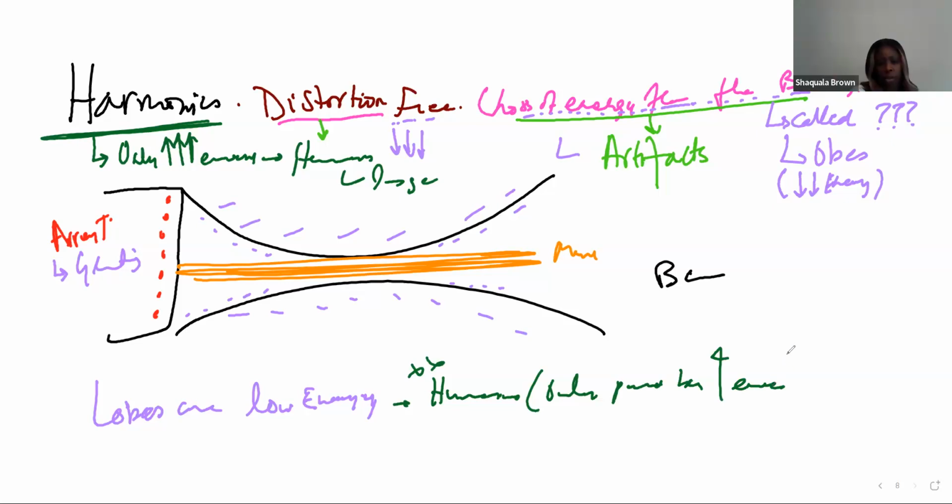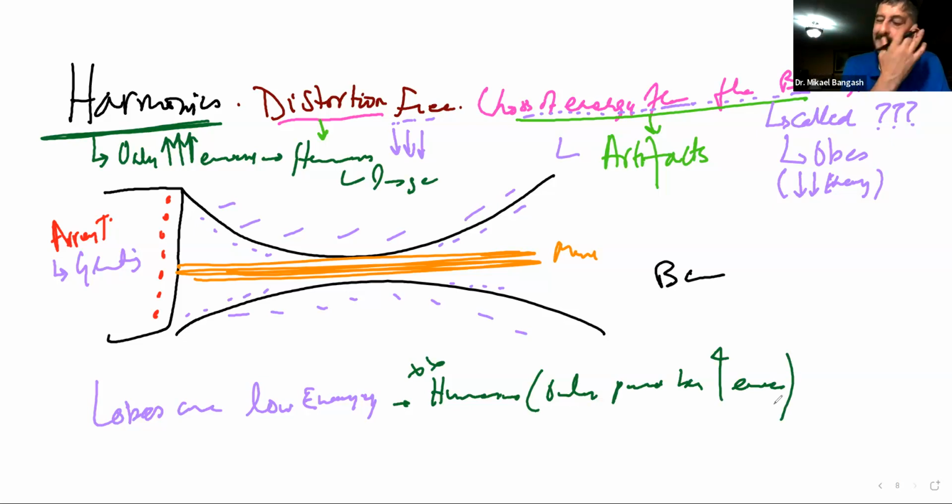I have a question. So harmonics is not going to have lobes because they have high energy? No. You can say that harmonic imaging is only going to be produced by the very strong signal or high energy signals. Is that clear?